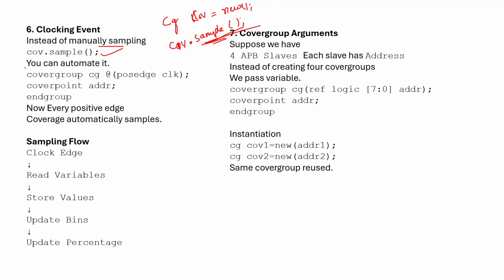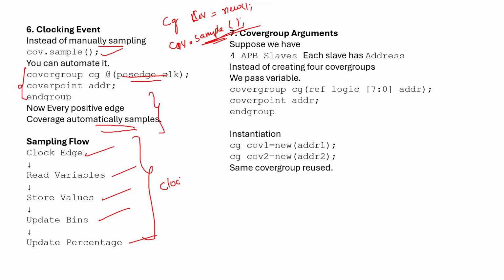Or if you are instantiating with the clock, that means in your cover group you are writing the posedge clock, meaning every posedge clock we are sampling, then coverage automatically samples at every clock edge. Okay, this will tell you about coverage sampling. So every clock edge, the variable is read, stored in the bin, and the percentage is updated. Okay, based on whatever clock edge we are taking, these are verified at every clock edge. So this is the flow of coverage.